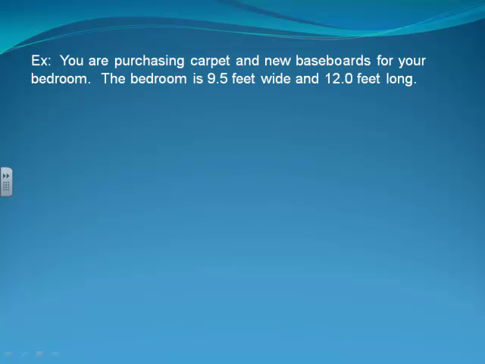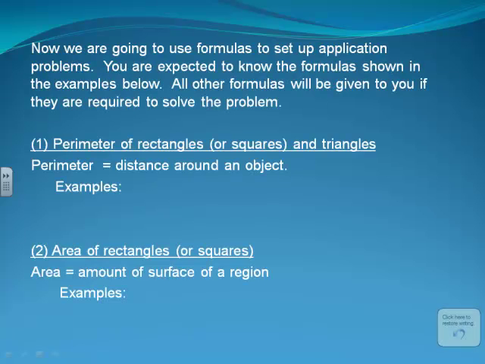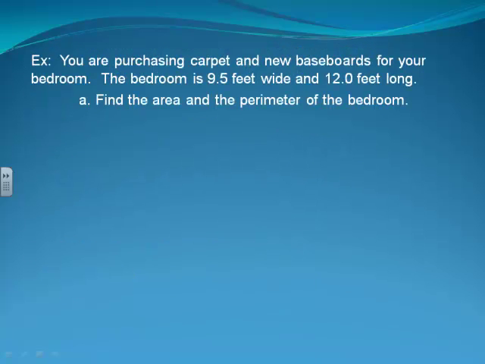All right, so let's apply that. Here's an example of a problem you might see. You are purchasing carpet and new baseboards for your bedroom. The bedroom is 9.5 feet wide and 12 feet long. So the first thing we want to do is find the area and the perimeter of the bedroom.